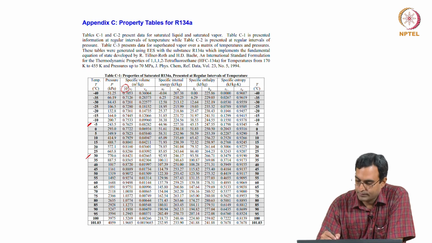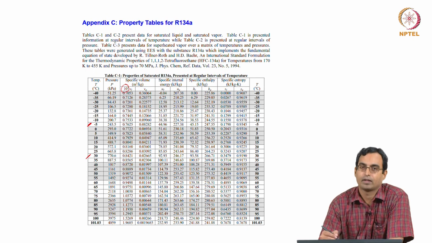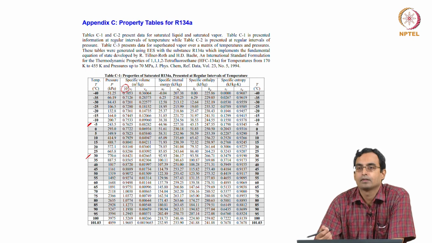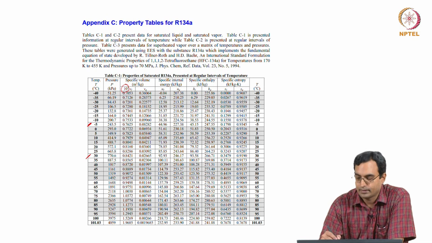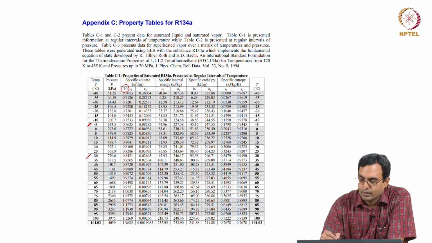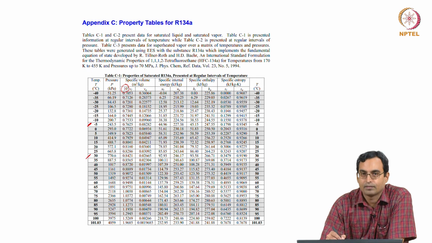What we see over here is for the entropy, the reference is taken as minus 40 degrees centigrade. So, it says the entropy is 0 at minus 40 degrees centigrade. As long as we are looking at differences in entropy, it does not matter what the reference is, but what we should be careful about is, for example, to take entropy or even enthalpy for that matter. Enthalpy also is taken as 0 at minus 40 degrees centigrade.